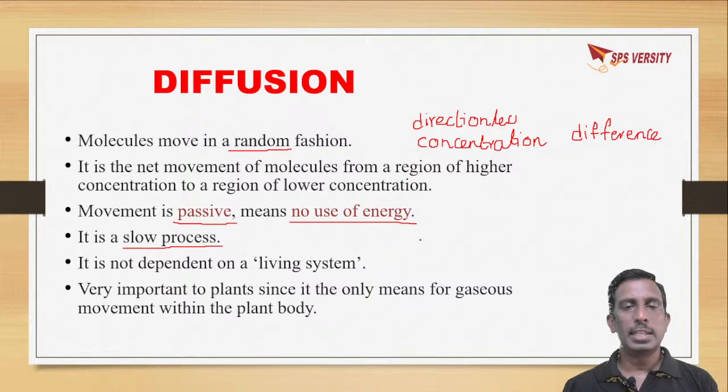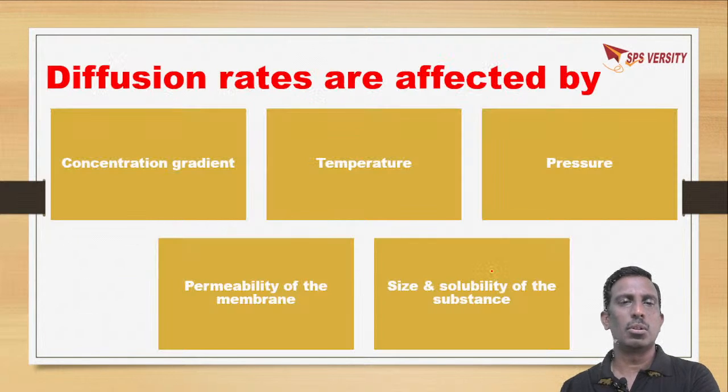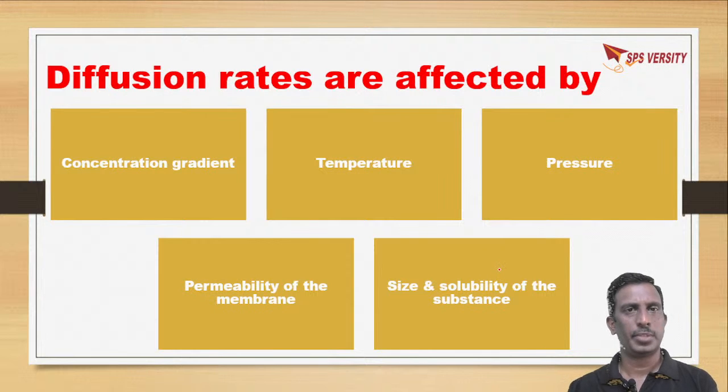And mainly it takes place in gaseous movement within the body. A plant body में gaseous movements के लिए diffusion चाहिए. क्या gaseous movement रहता है plants में? CO2, oxygen, carbon dioxide और oxygen movement का रहता है. Oxygen coming out from plants during photosynthesis. CO2 released during respiration, O2 taken during respiration.